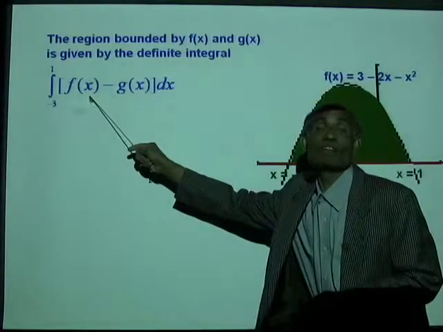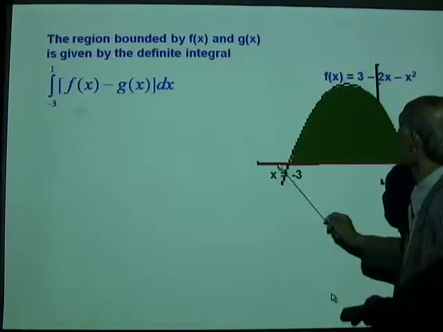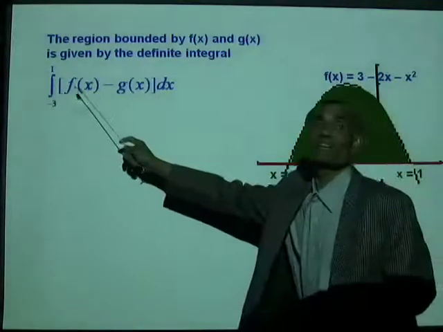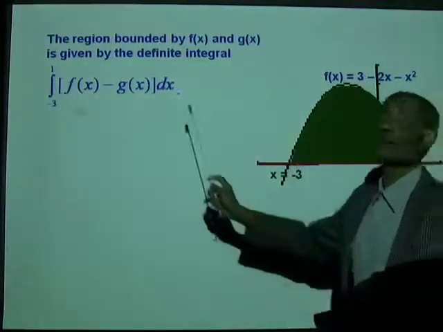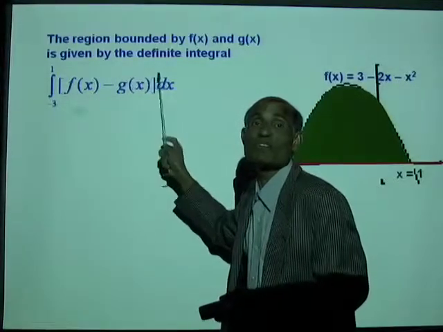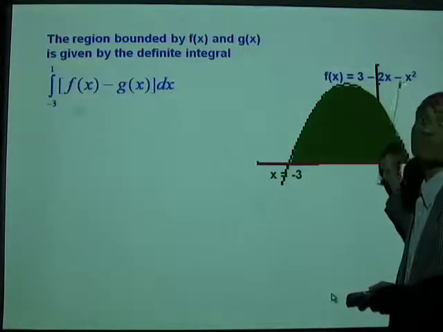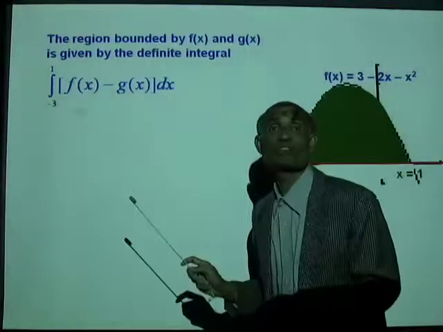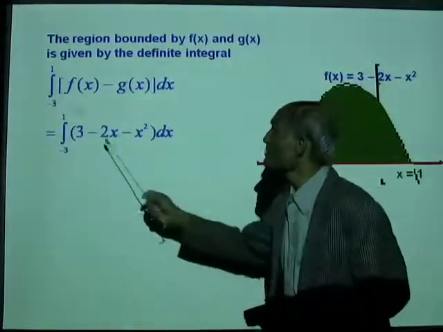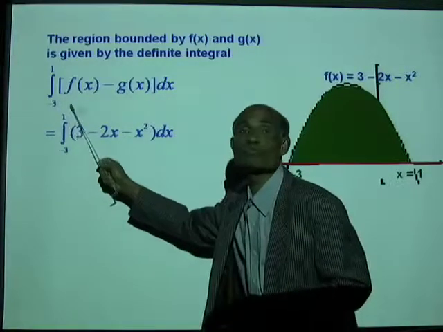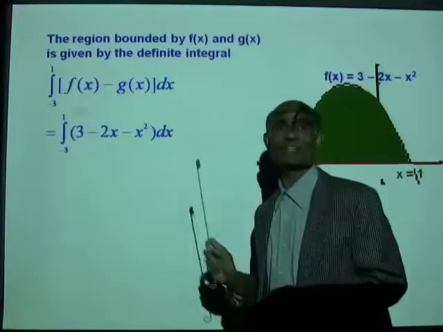And write down the definite integral. The area enclosed by f of x and g of x is integral a to b, integral negative 3 to 1, f of x minus g of x dx. Now what is our f of x? F of x is 3 minus 2x minus x squared. Our g of x is 0. So we don't need to worry about g of x. It is 0. So we have integral negative 3 to 1, 3 minus 2x minus x squared dx.